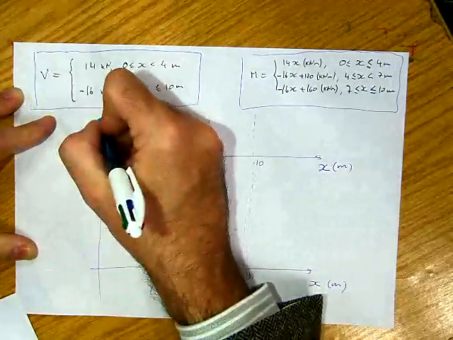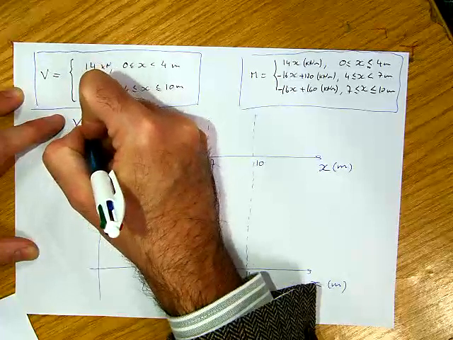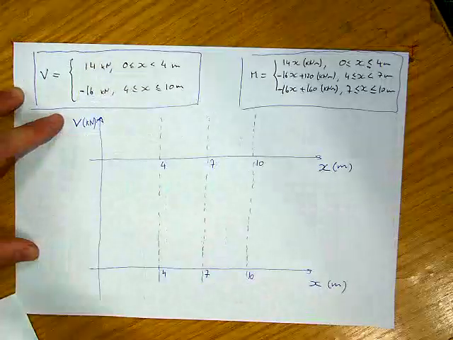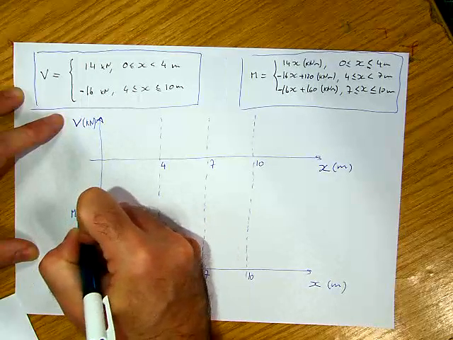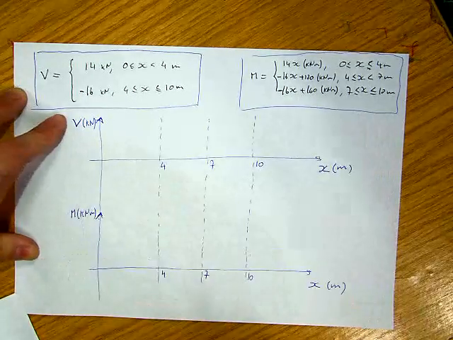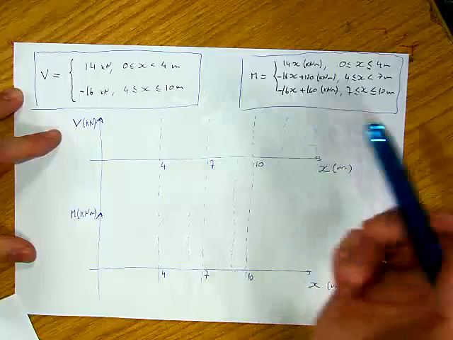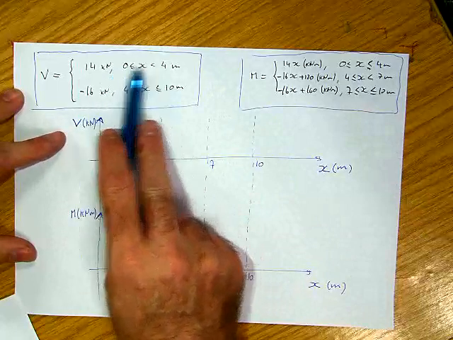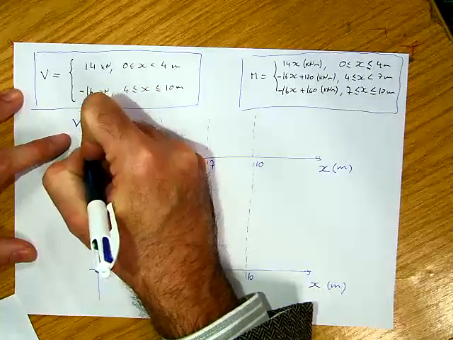Here I'll plot the shear force in kilonewtons, and on this diagram I'll plot the bending moment in kilonewton meters. So let's start plotting. I'm going to start with transverse shear, or the shear force. Shear force is 14 between 0 and 4. It's a constant, so I could say here this is 14.